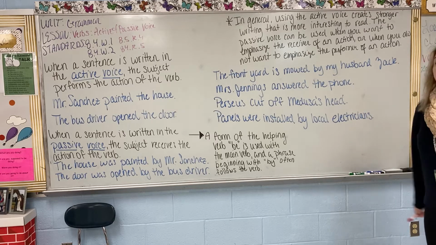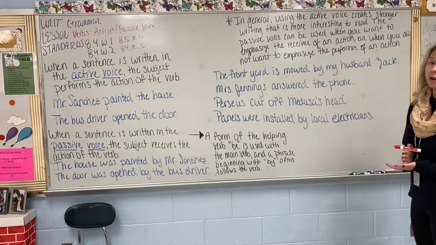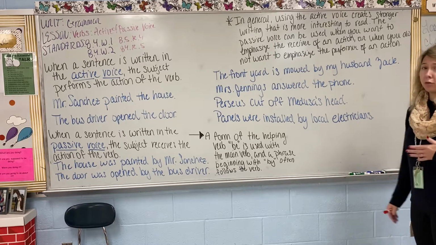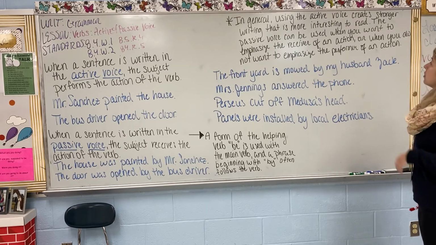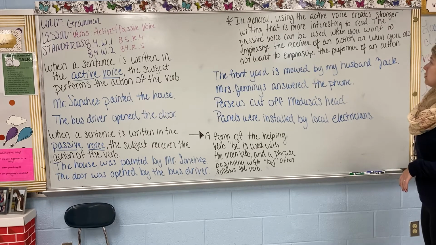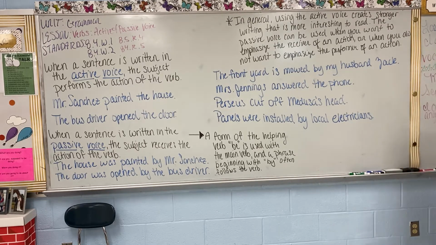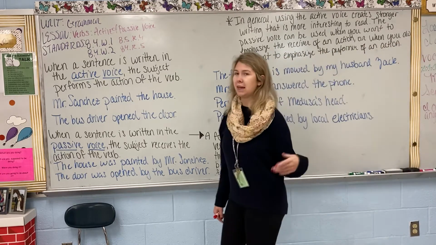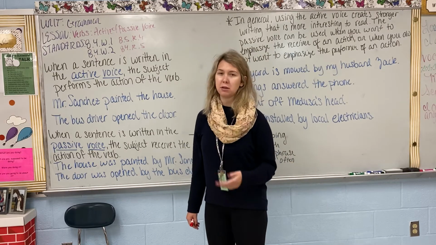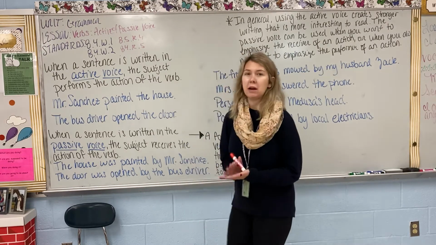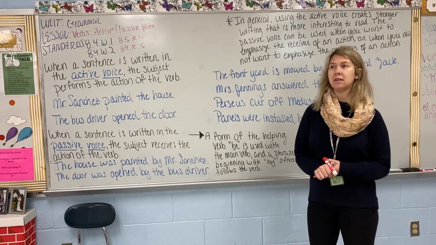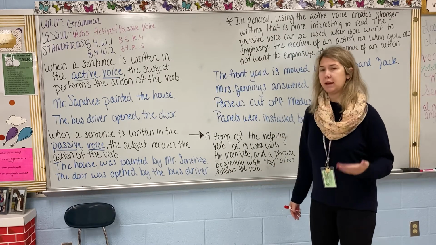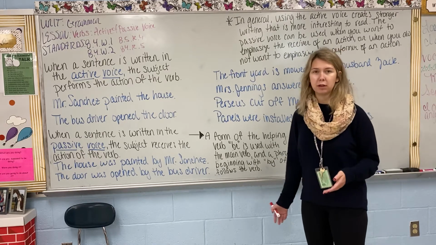In general, whenever you're using the active voice, you create a stronger piece of writing that's more interesting for people to read. The passive voice can be used when you want to emphasize the receiver of an action, or when you do not want to emphasize the performer of the action. So if you really want people to know what is happening, not who is making it happen or what's making it happen, that's when you would be using the passive voice. But primarily we are going to be using the active voice because that is generally how writing comes naturally. The subject performs the verb.